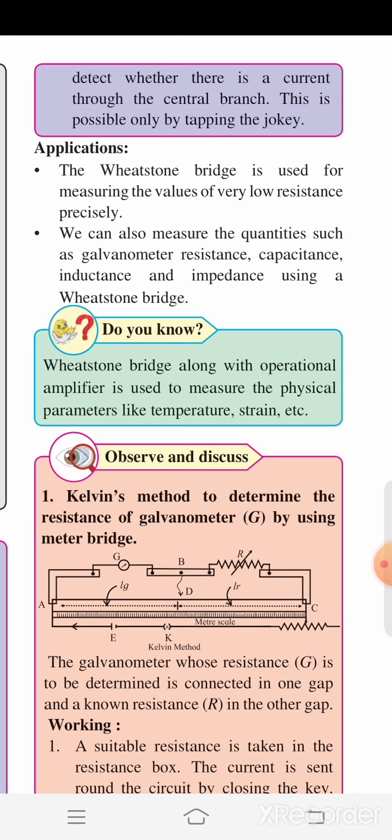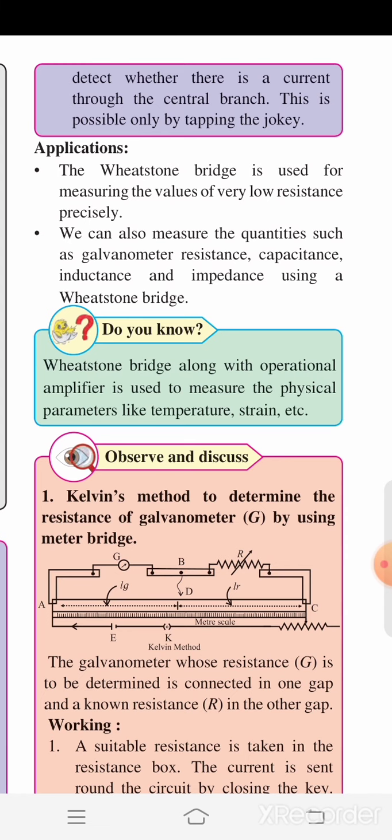For the measurement of very low resistance correctly or accurately, you use such an instrument, that is Wheatstone's meter bridge instrument. With the help of Wheatstone's meter bridge instrument, we measure or calculate a resistance having a very low value accurately.